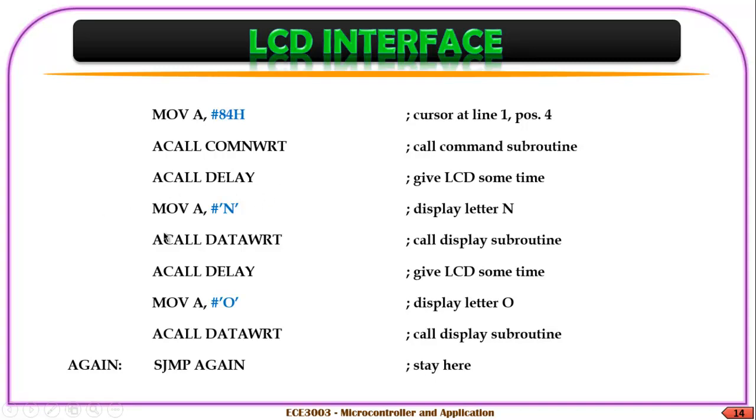Next operation is I have to display the character whatever I want to display on the LCD. It should be specified now. So again, it's the same instruction, move A, hash, whatever ASCII value you want to display, that should be provided within a single code. So move A, hash, within quotes N, so N will be passed to the accumulator, which means that indirectly we are passing the ASCII value of N to A, and after which we are calling the data write.